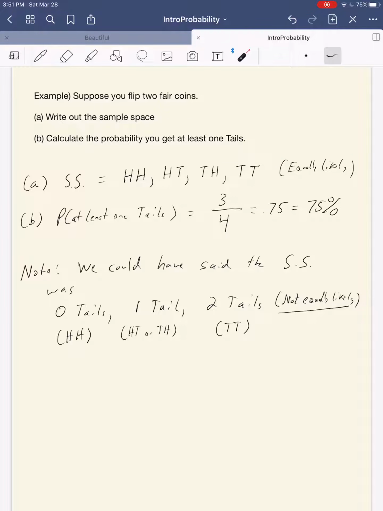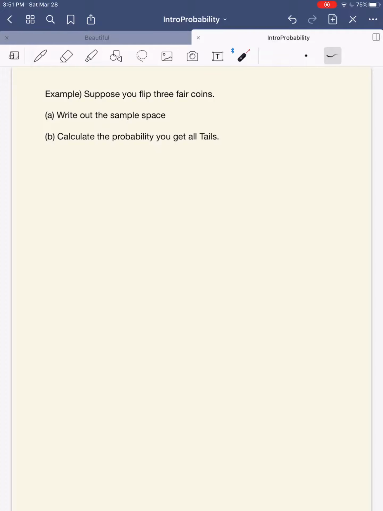All right, let's go ahead and extend this one step further by talking about what happens if you have 3 coins. So now in this next example, we're going to suppose you flip 3 fair coins. So again, we want to try to write out the sample space, and we want to calculate the probability you get all tails. So let's think about this sample space first. So for A, we're talking about the sample space. Let's see if we can guess how big that sample space should be. Well, if we go way back, right?